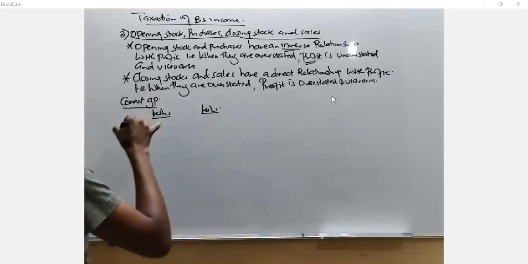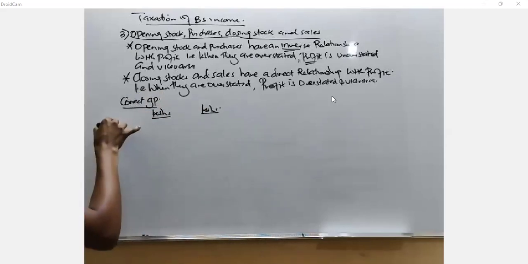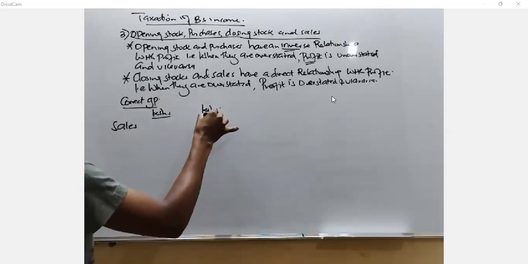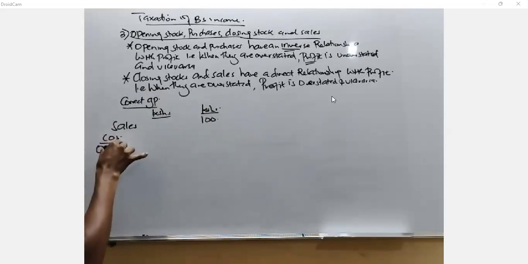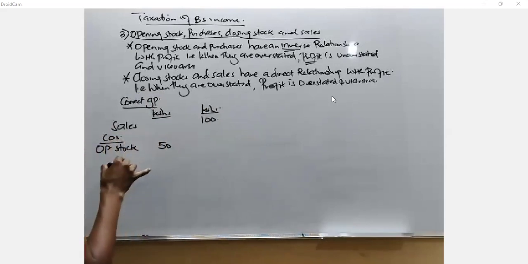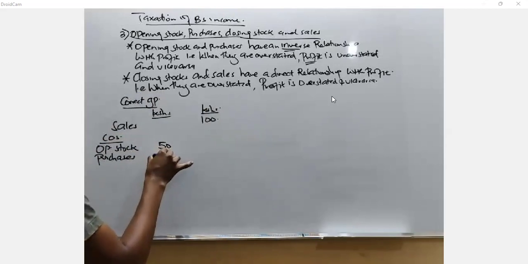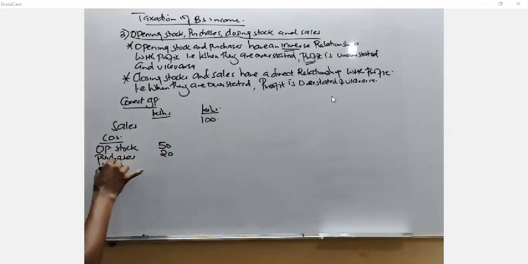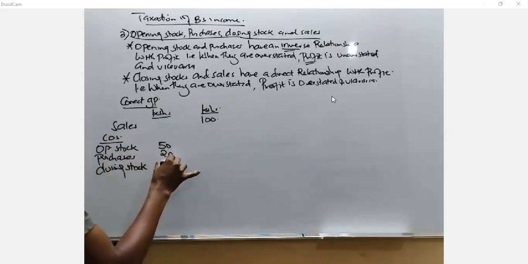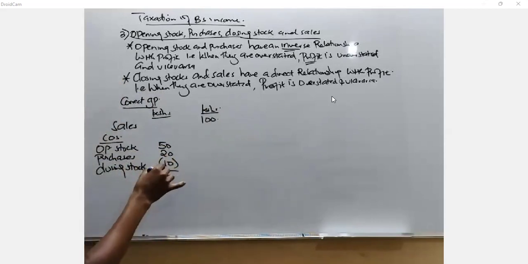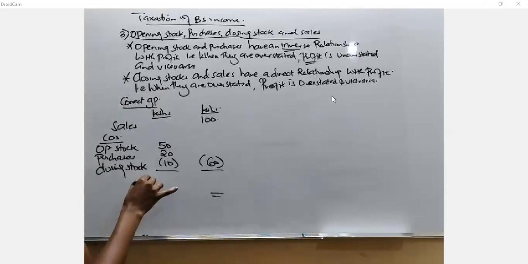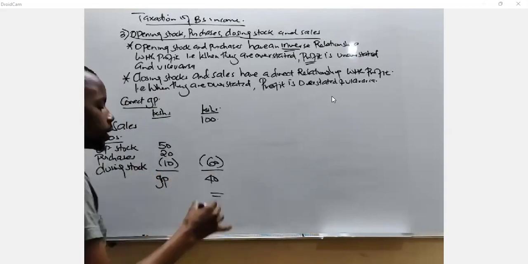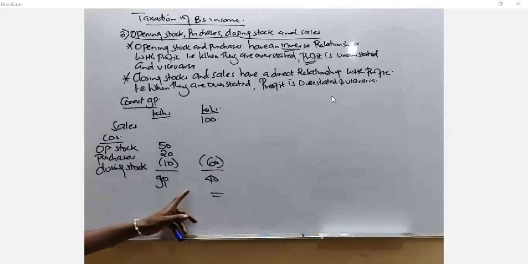Cash shillings there. Now, let's start with sales. For example, if my sales is 100, we talk about the cost of sales. We start with the opening stock of 50. Purchases of around 20. And then we have our closing stock, around 10. In this case, we have 60 here. So what is your gross profit at the end of the day? You find your gross profit is 40 shillings.